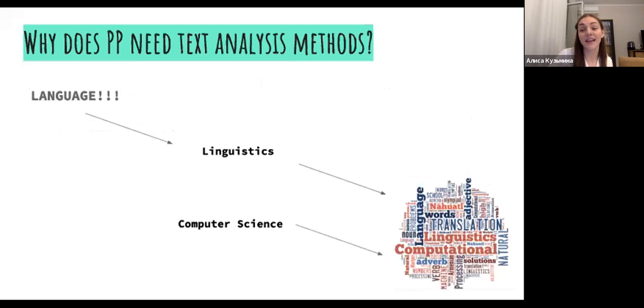And here is my last point for today. So why does personality psychology need text analysis methods? Or why is it worth the effort? So the short answer is language. We use it in psychological research from the very beginning. When Wilhelm Wundt asked his participants to introspect something, he used language. He analyzed their answers in language.